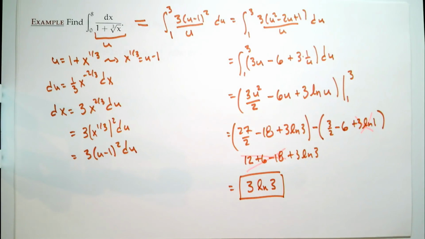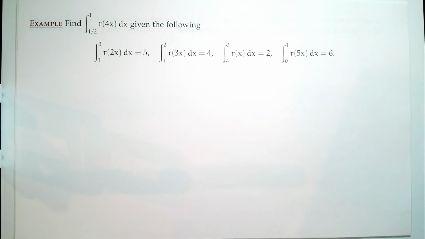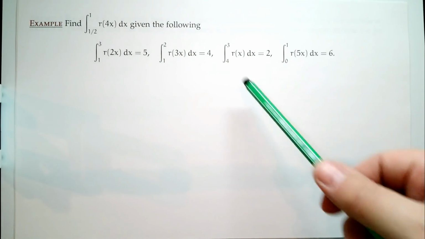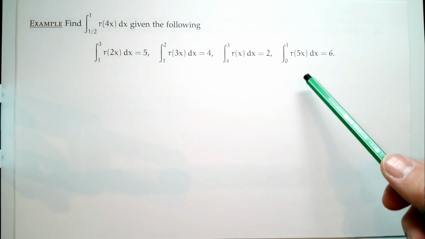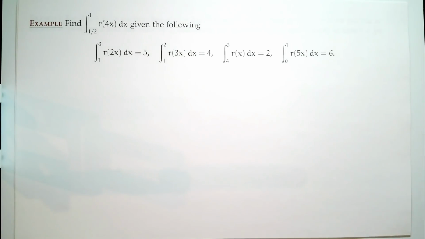All right. Good. Well, let's do another one. The integral of 1/2 to 1 of r of x. We want to find that. And we're not told what r of x is, but we're told a lot of information. The integral from 1 to 3, r of 2x dx is 5. Integral from 1 to 2, r of 3x dx is 4. Integral from 4 to 3 of r of x dx is 2. And integral from 0 to 1, r of 5x dx is equal to 6.